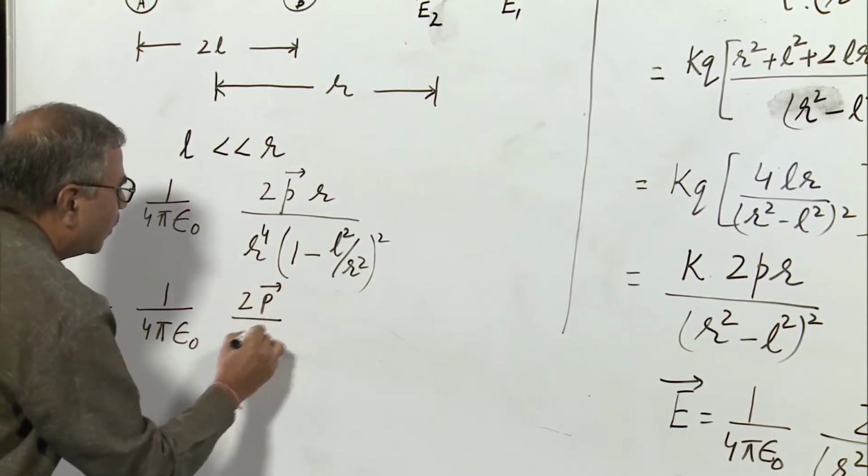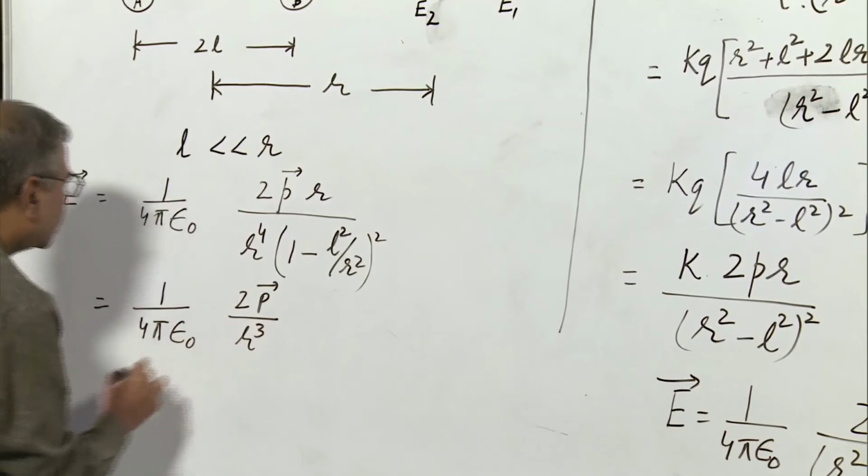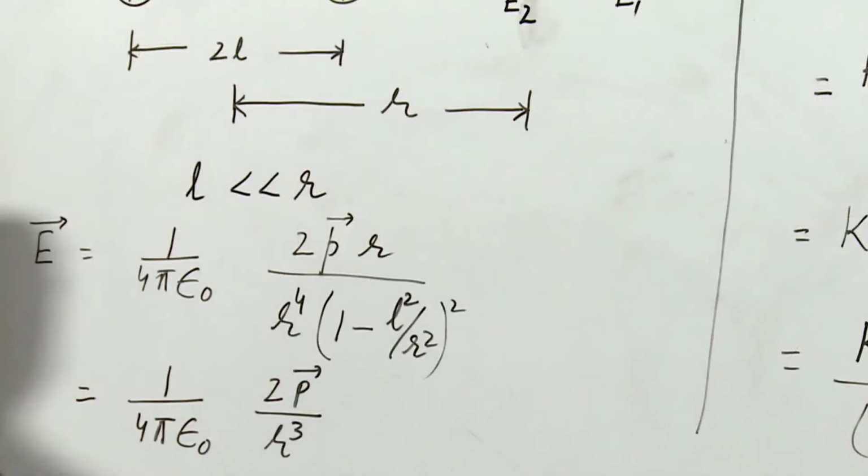upon R cube. This particular case has two basic significance. Number one, the electric field on the axial line is directed along the electric dipole moment, and secondly, the electric field due to this dipole will be proportional to 1 upon R cube.